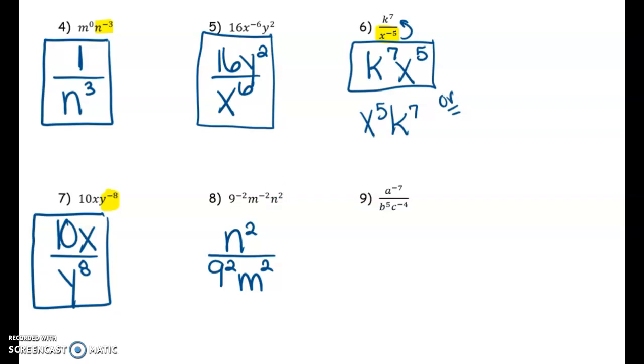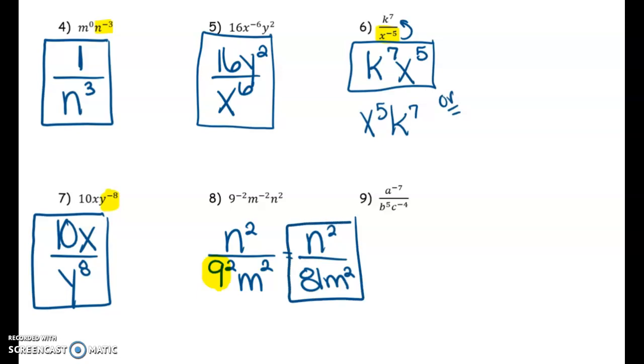My final step for this one is looking at this 9 squared here. Since 9 squared can be simplified, that's what I'm going to do. So I'm going to write this then as n squared over 9 squared, which is 81 m squared. And there's my final answer then, n squared over 81 m squared. And then my last example here.